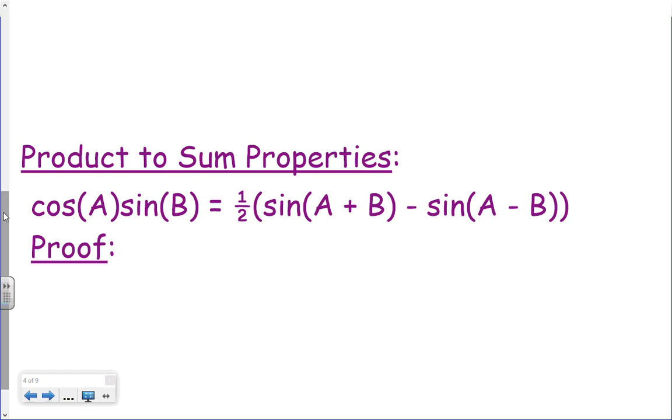And again, I'm just going to say see above here, or you can even see the previous slide if you want to see the proof of this, because they all are pretty much the same thing. Start with what you have on the right side, use your composite argument properties, cancel out some stuff, combine some other stuff, and you'll end up with that property there. So those are the 4 product to sum properties.